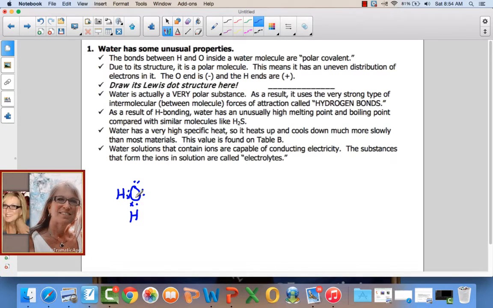And we know that oxygen has a higher electronegativity value than hydrogen, as evidenced in Table S in the electronegativity column. So the oxygen side of the water molecule becomes slightly negative, while the hydrogen side is slightly positive. There's an unequal distribution of charge.